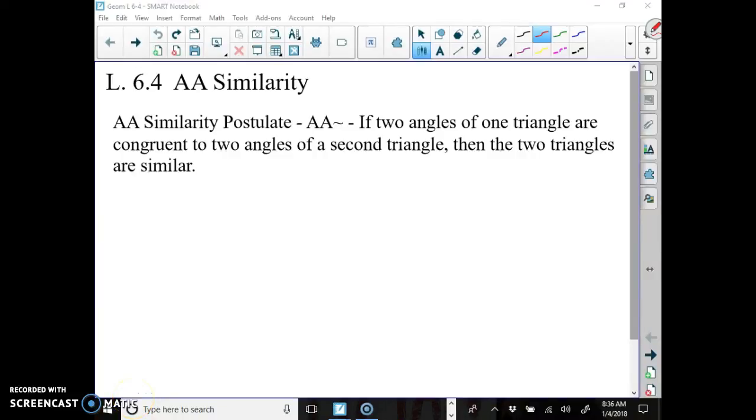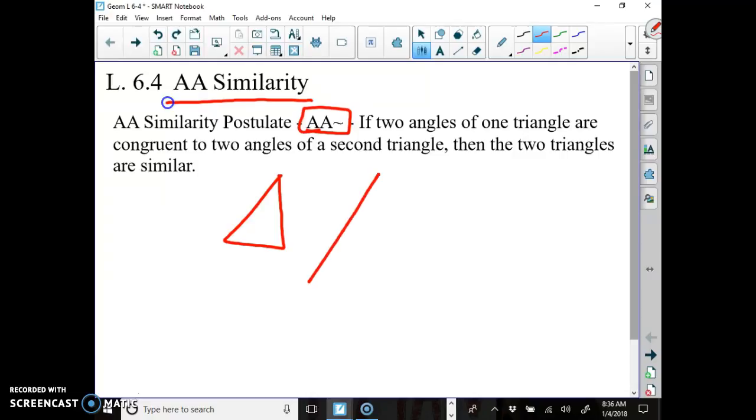Here we are at lesson 6.4. We're learning the first similarity postulate for triangles. The angle-angle similarity postulate, and look how we abbreviate that. If two angles of one triangle are congruent to two angles of a second triangle, then the two triangles are similar. So when we take a look at this, please realize that triangles are so rigid.